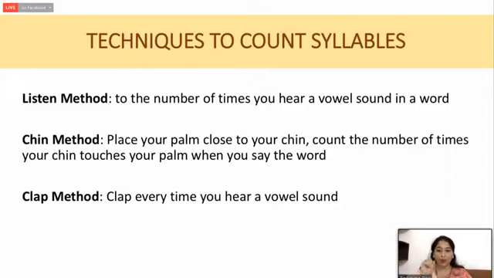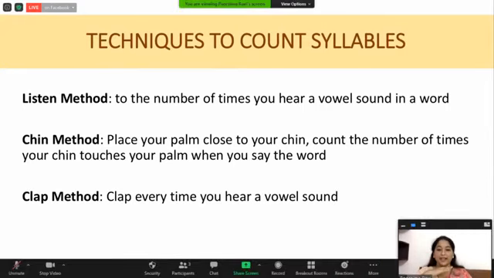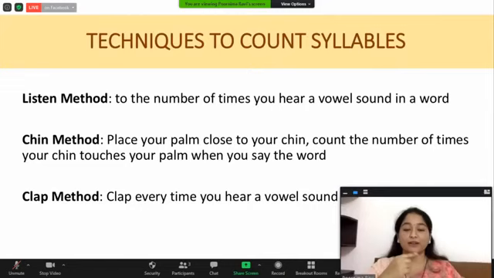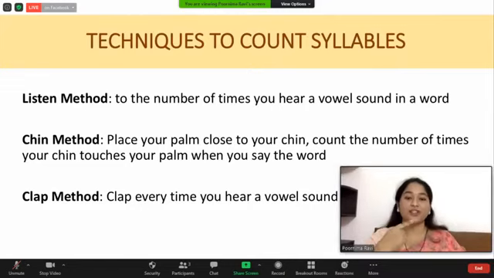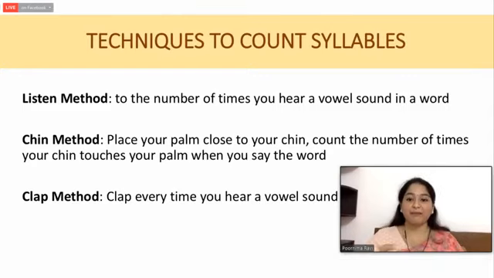Book, 1. Let's do another word, such as "entertainment." Entertainment. 4 times my chin moves. So count the number of chin moves. Let me count the number of syllables my name has. Purnima. 3 syllables. You could count the number of syllables in names as well.